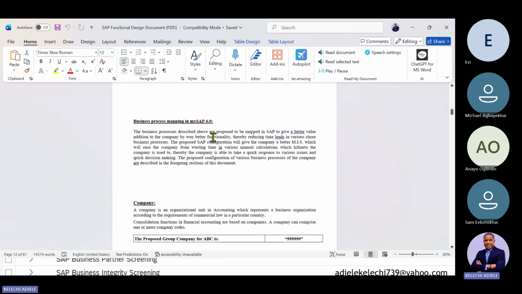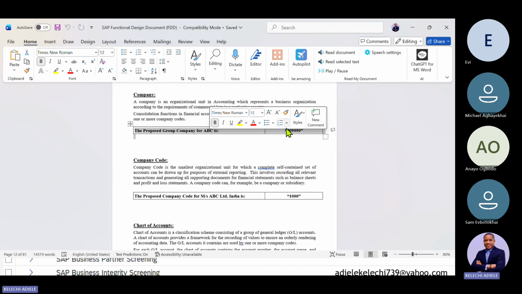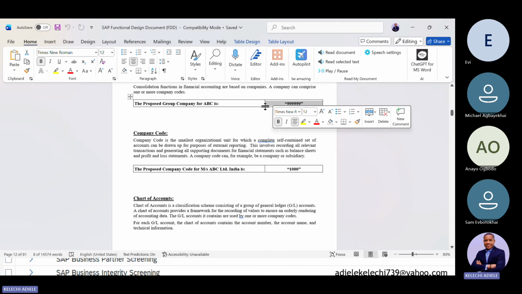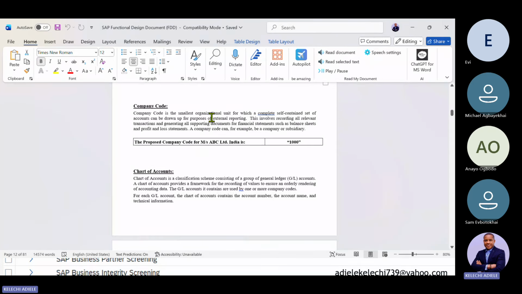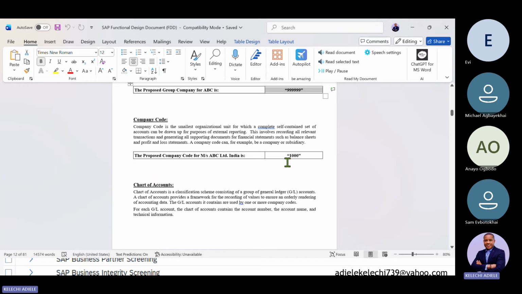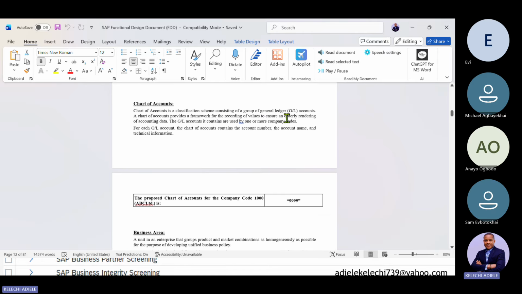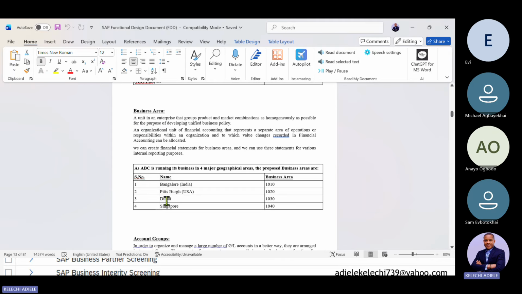This is business process mapping. So you see, for the company, we have the company code. This is the company, right? Not the company code. So for this company, we have this as a company for consolidation. For the company code, we have the company. For the chart of accounts, we have said that we're going to use a 4-digit chart of accounts mapping structure. For business areas, these are all the business areas we have. Based on requirement gathering, this is all the business areas they have.